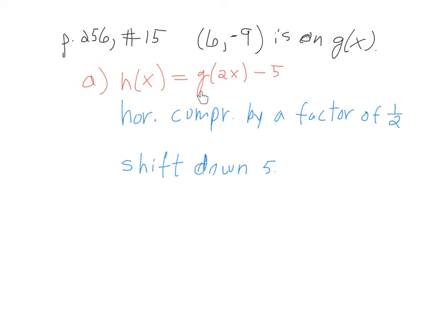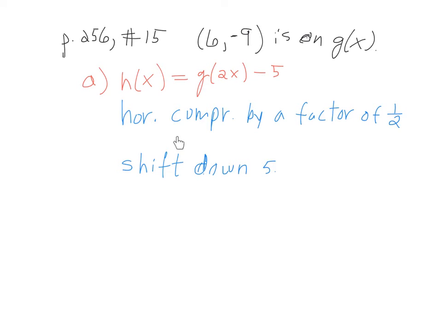Now these two transformations, it really doesn't matter what order you do them in, but because one of them's horizontal, the other's vertical, I'm just kind of in the habit of doing the shift last. So what we first have with the 2 is a horizontal change. This would be a compression by a factor of 1/2, opposite of the way it looks. And then we are going down 5 because we're not applying it to the x part. So this would be a vertical change, shift down 5.